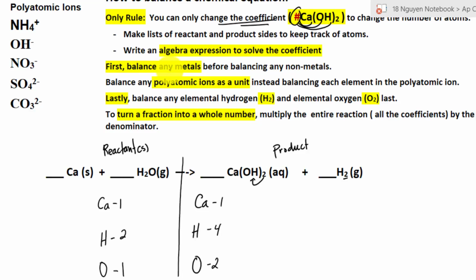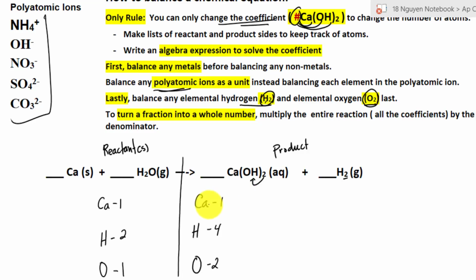Now, let's go back to the rules. First, we have to balance the metal first. Balance any metal that you see first before balancing any non-metals, okay? And then if we have polyatomic ions, these are all the common polyatomic ions, we need to balance them as a unit. And I'm going to show you how easy it is if you balance polyatomic ions as a unit, instead of looking at the individual elements in the ions. Lastly, balance any hydrogen or oxygen last. Well, I'm referring to the elemental hydrogen and the elemental oxygen, okay? They exist by themselves in the chemical reaction.